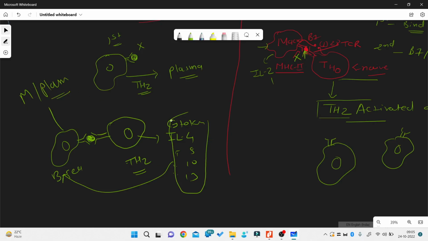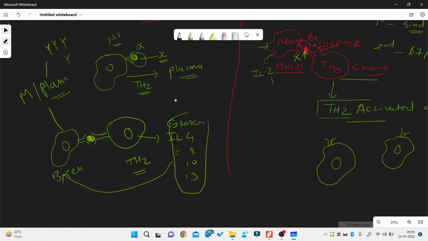Without the help of these TH2 cells, this B cell is not able to differentiate into plasma cells. Once it becomes a plasma cell, it will produce a number of specific antibodies against the antigen or epitope X. Is it clear? So that's why this whole pathway is known as T cell dependent B cell activation.